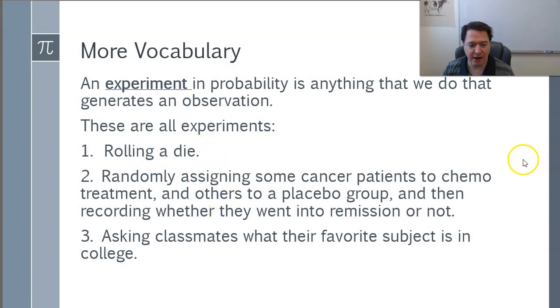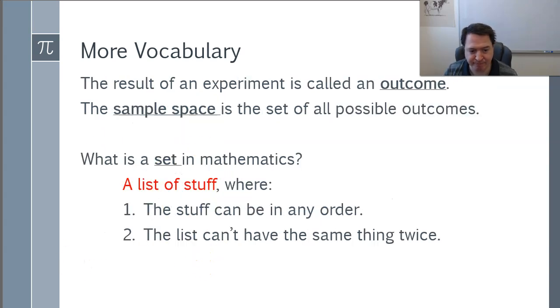Rolling a die. If I randomly assign some cancer patients to get chemo and some to get a placebo and record whether they go into remission or not, in other words, whether their symptoms improve or not, then that would be absolutely generating data, right? Whether they're in remission or not, and then what group they belong to. All that's generating data. Asking classmates what their favorite subject is in college, that is generating data. So all of those are experiments as far as we're concerned in probability.